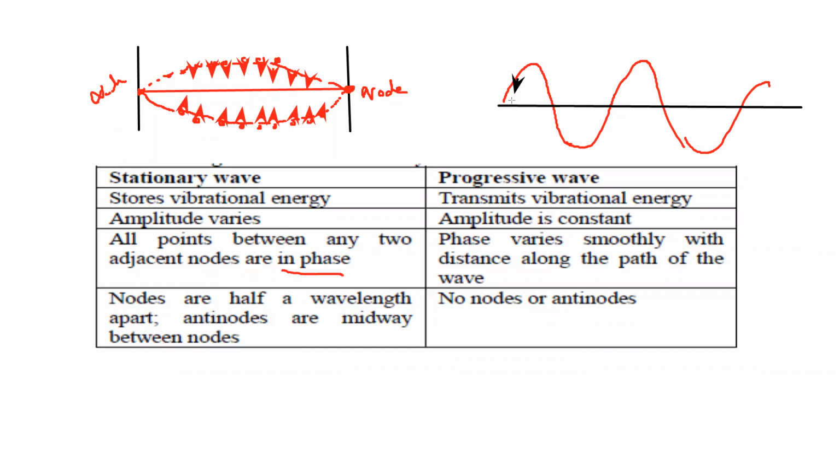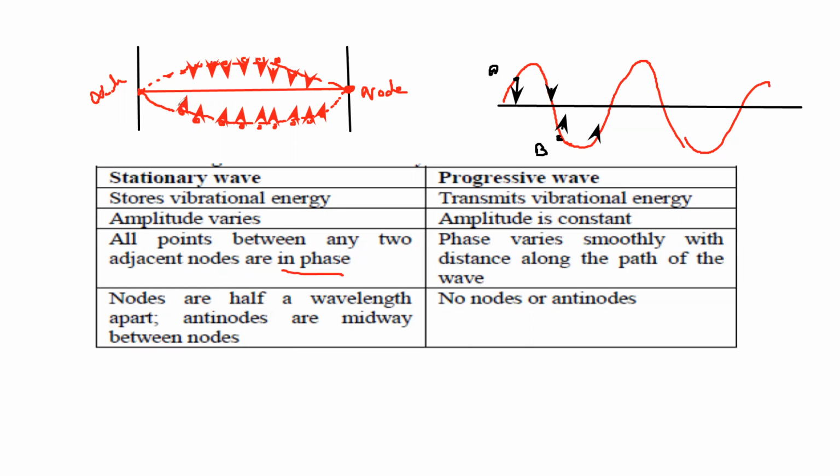Like in this region, the particles tend to move down, but in this region, the particles tend to move up towards the mean position. So these particles have different ways of vibration. Like particle A and particle B are not vibrating in the same manner. Particle A is moving down where particle B is trying to move up. So the way of vibration of two particles in the wave is opposite.